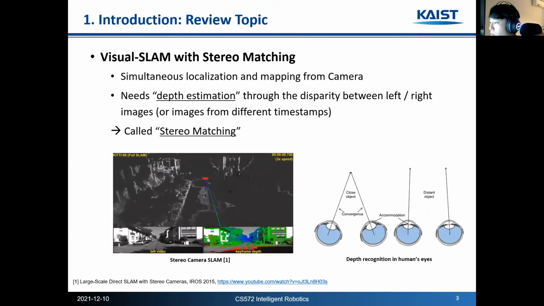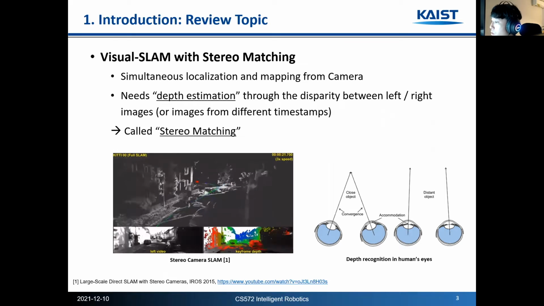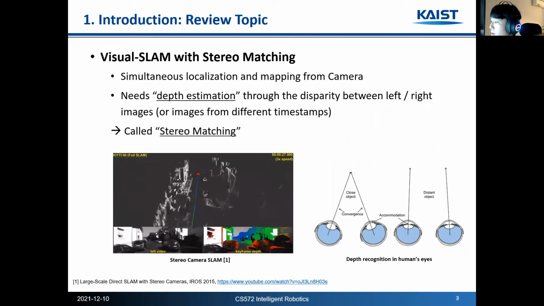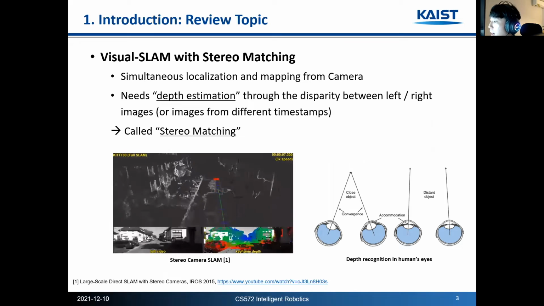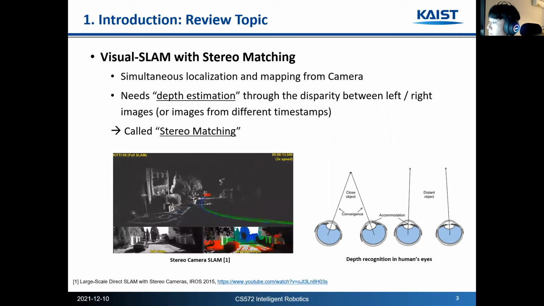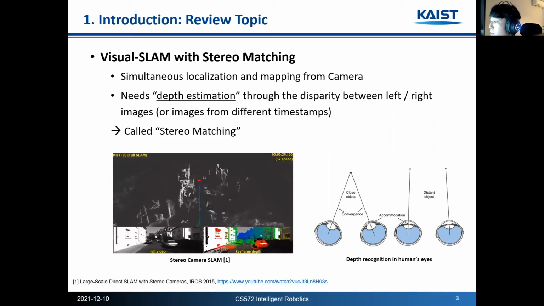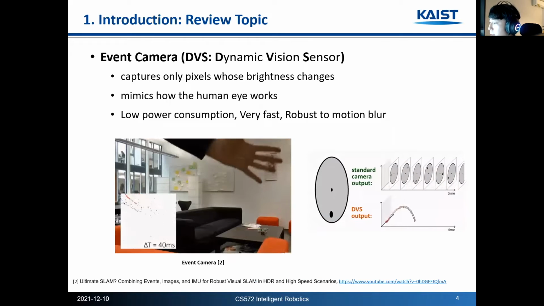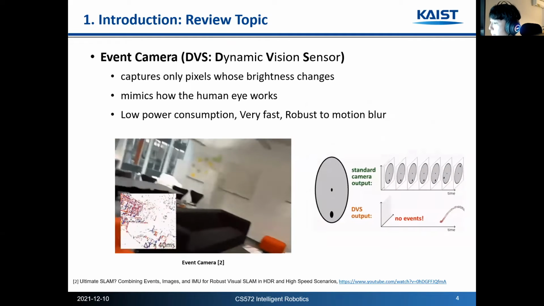Our topic is related to visual SLAM. Visual SLAM means simultaneously estimating the robot's position and creating a map around the robot using a vision sensor like a camera. For this, the robot has to estimate the depth of each pixel using the disparity between left and right camera images, like human eyes. For the depth estimation, we use an event camera, which has recently been attracting attention as a sensor for SLAM.